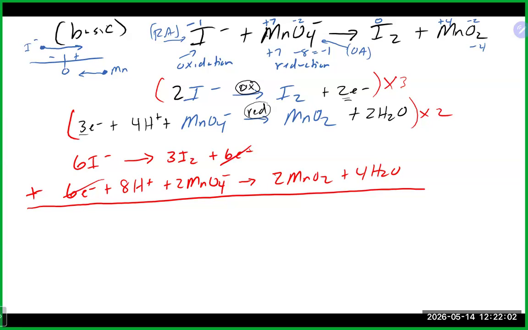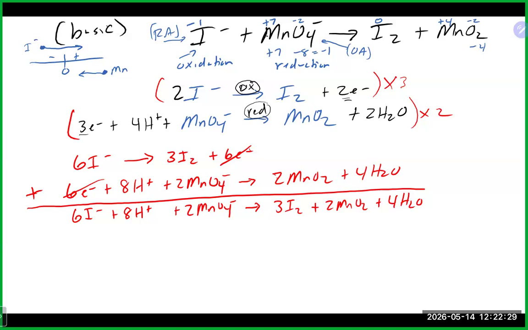And I believe that again is all that's going to cancel. We're going to end up with 6 I- plus 8 H+ plus 2 MnO4- goes to 3 I2 plus 2 MnO2 plus 4 H2O. And once again, if we were looking for acidic conditions, we should be balanced.